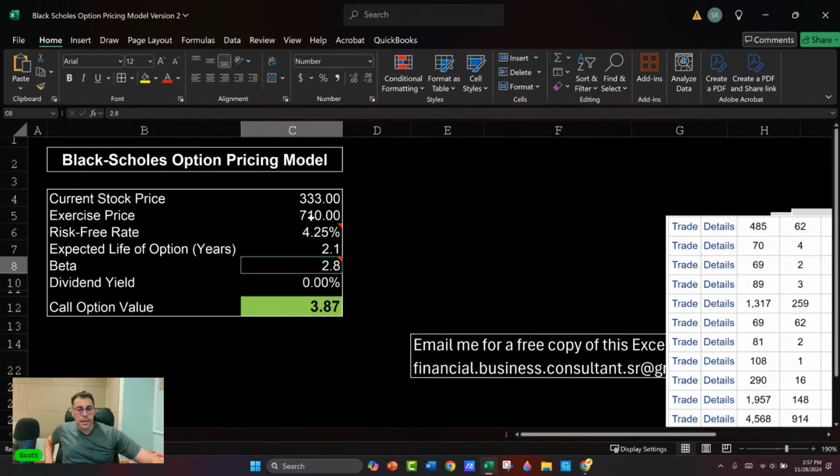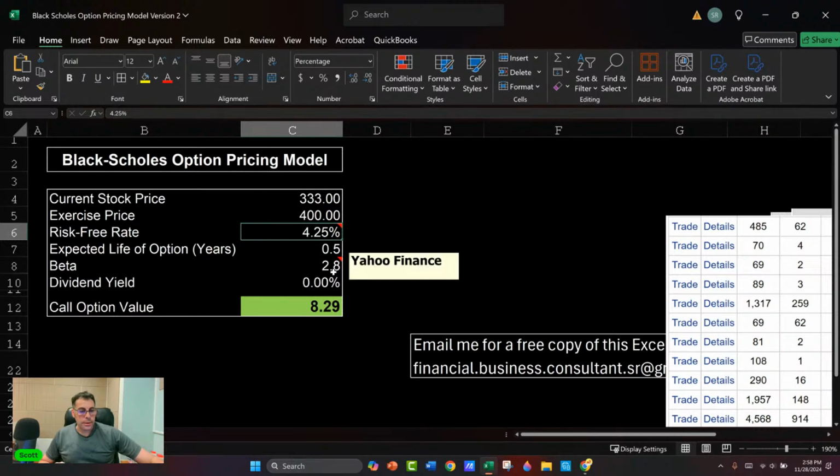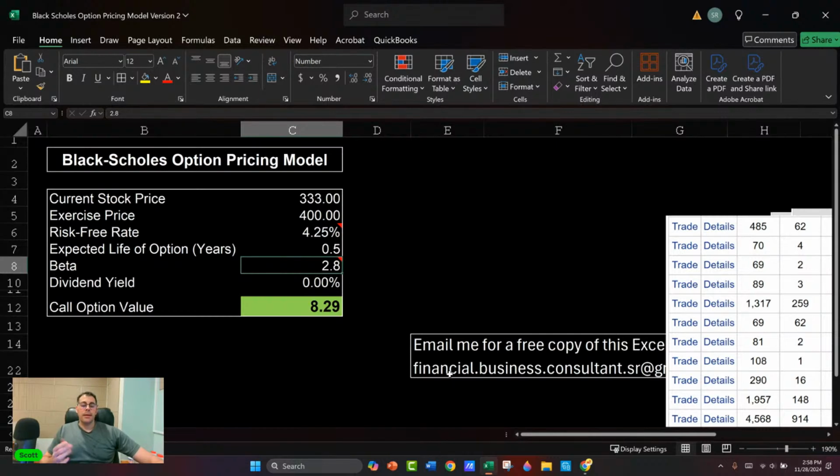But you can see, let's do something a little normal. Let's do a half year out, and let's say it's trading at 333. Say we want to do $400 options. So you can see, once you raise the beta, the option gets more valuable. It goes up to $26 because the more volatile the stock is, the better it is for options. Like if you have a beta of 1, it's worth nothing because the stock barely moves.